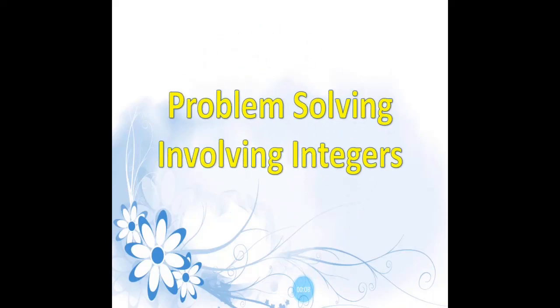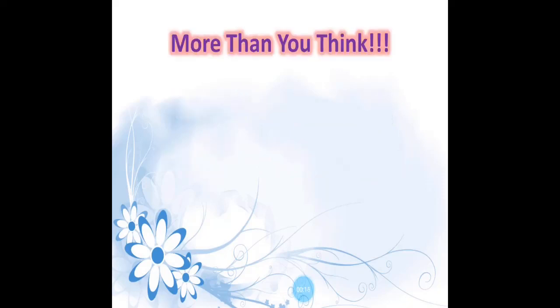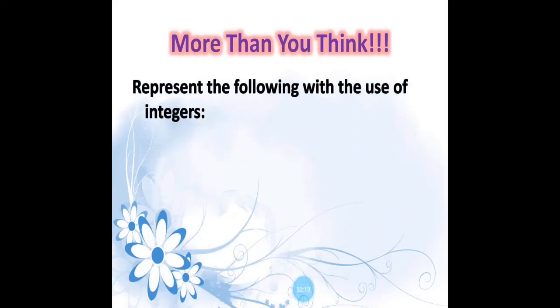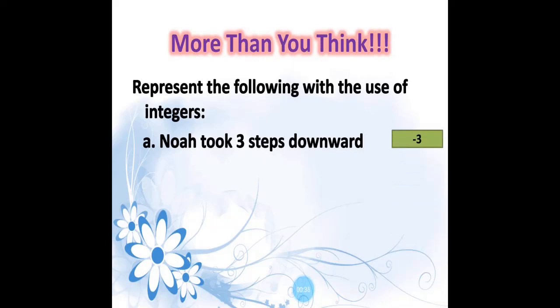Before we proceed to the problem solving, let us have this activity that will help us analyze the problems more than you think. Represent the following with the use of integers. Noah took 3 steps downward. So how are you going to represent this in symbols? So Noah took 3 steps downward. So meaning we have -3 because of the word downward.